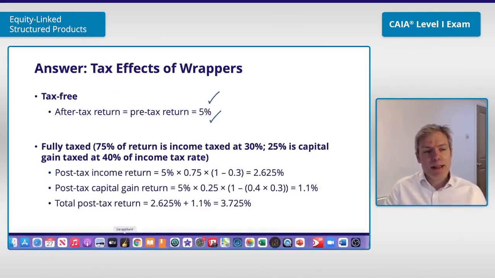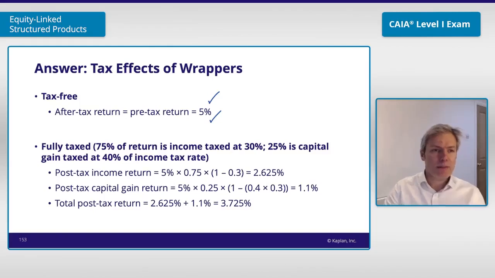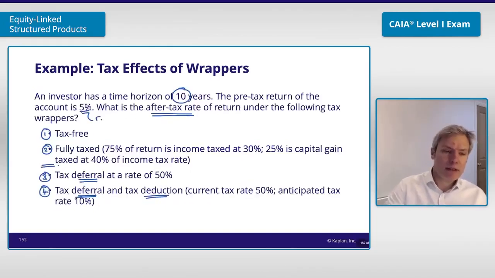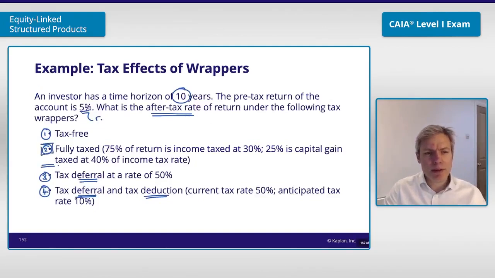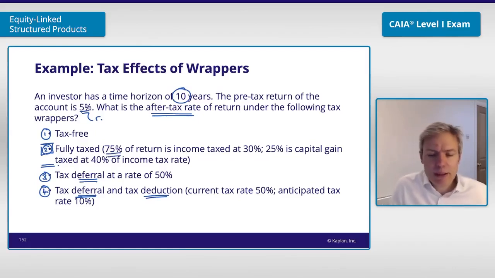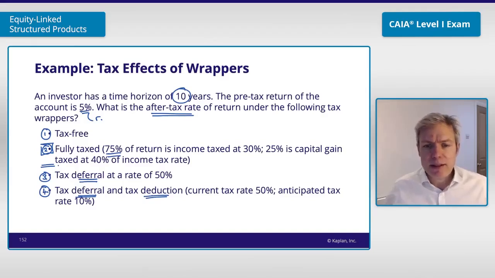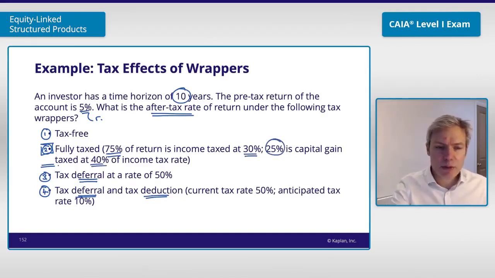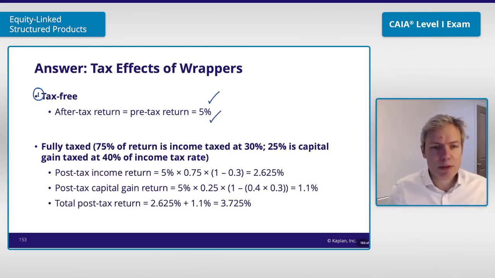So that's great. The fully taxed scenario, that's scenario number 1, should be trivial. You should just say, well, 5% times 1 minus the tax rate is your post-tax return if you're taxed every period, if you're fully taxed. However, the way that the curriculum presents this, they just try and make it a little bit less straightforward. 75% of your return is income, taxed at 30%, and the remaining 25% is capital gains, taxed at 40%. So you've just got to break your returns up into those components.